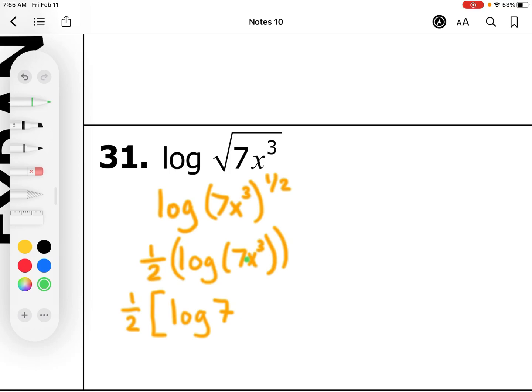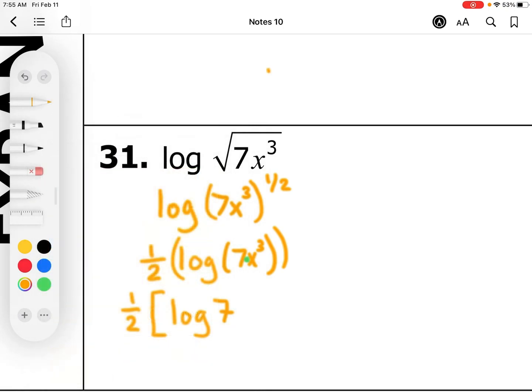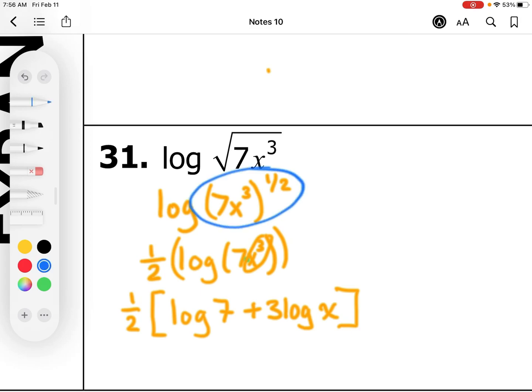And since it's being multiplied here by x to the 3rd, I need to add log x to the 3rd. But instead of writing the 3 up here, I am going to move that 3 in front, because that 3rd power only applies to that x. It doesn't get put with the 7 as well. But the 1/2 power was applied to everything here, so that's why it's out front.